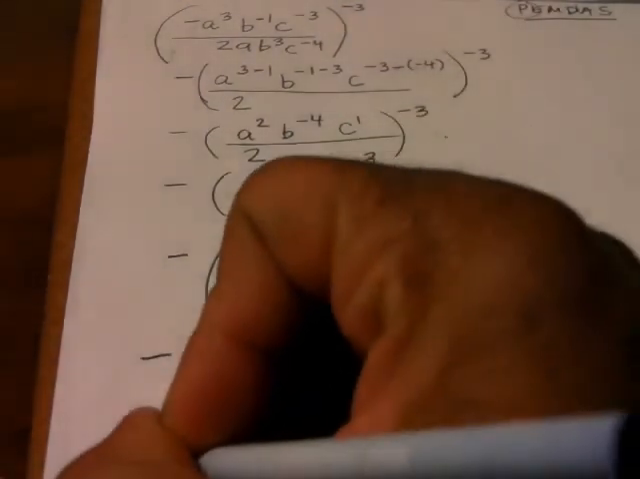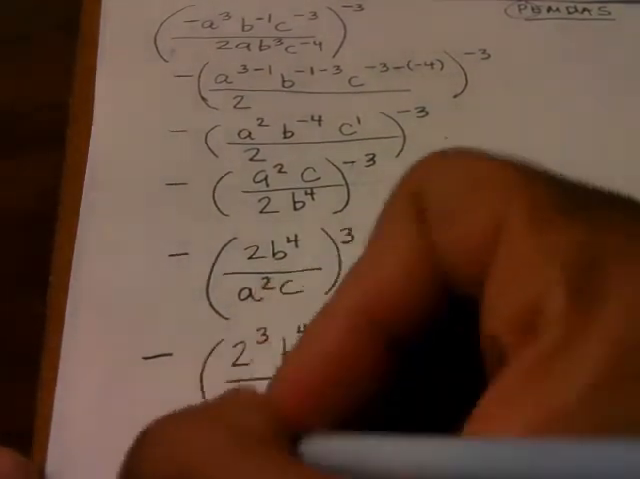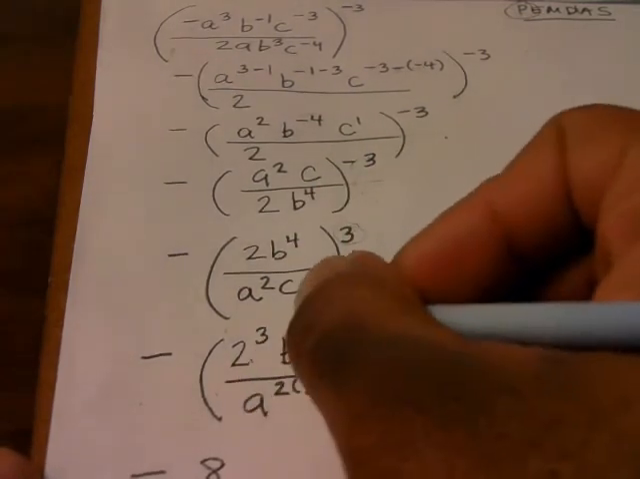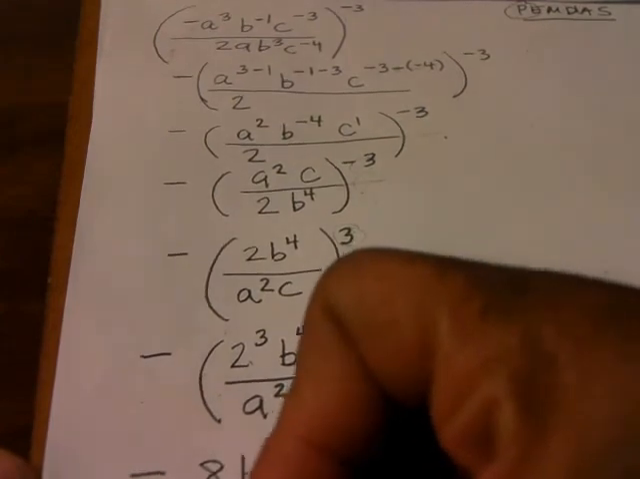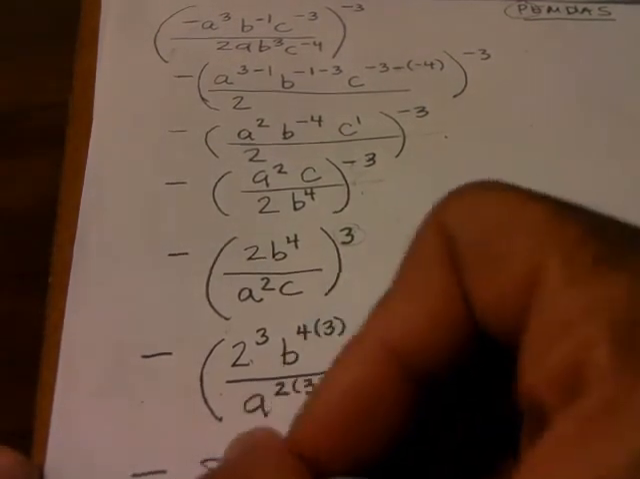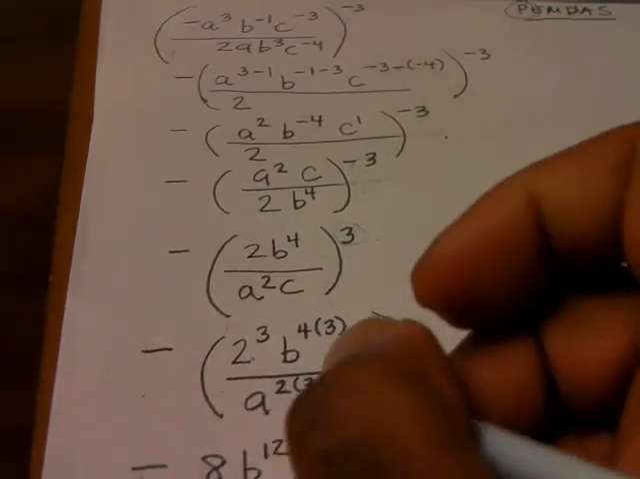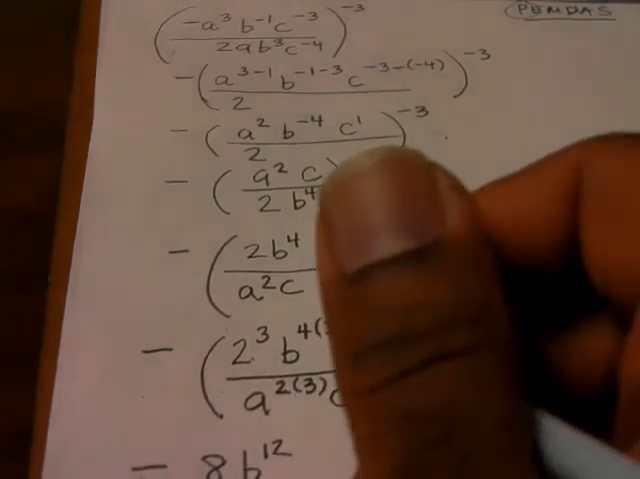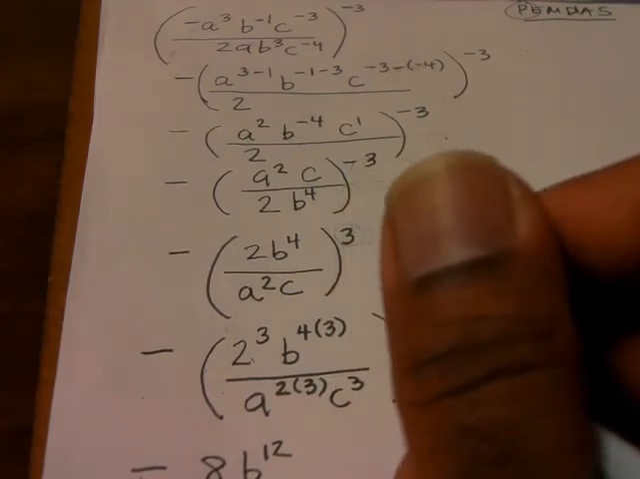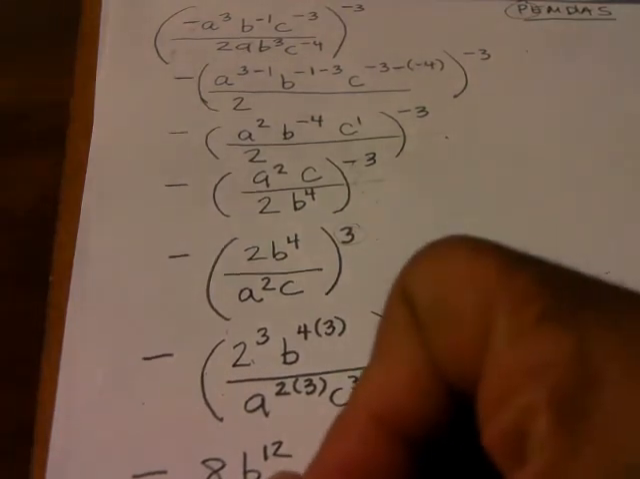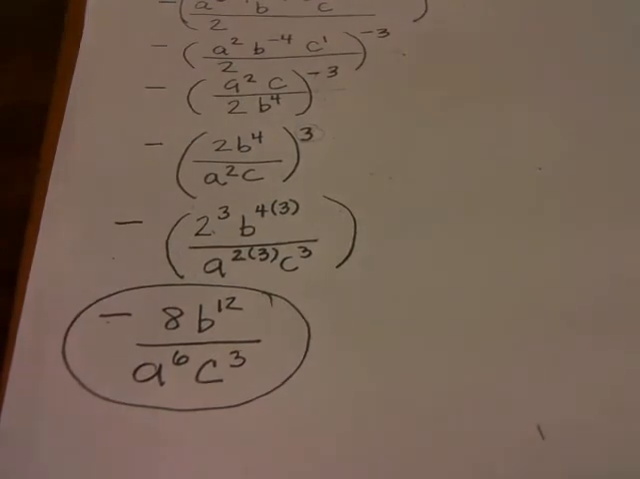And then we find the next step, the negative, and then 2 cubed, which is 8, b to the 4th times 3, which is 12, over a raised to the power 2 times 3, which is 6, and then we have your c to the third, and that is your answer.